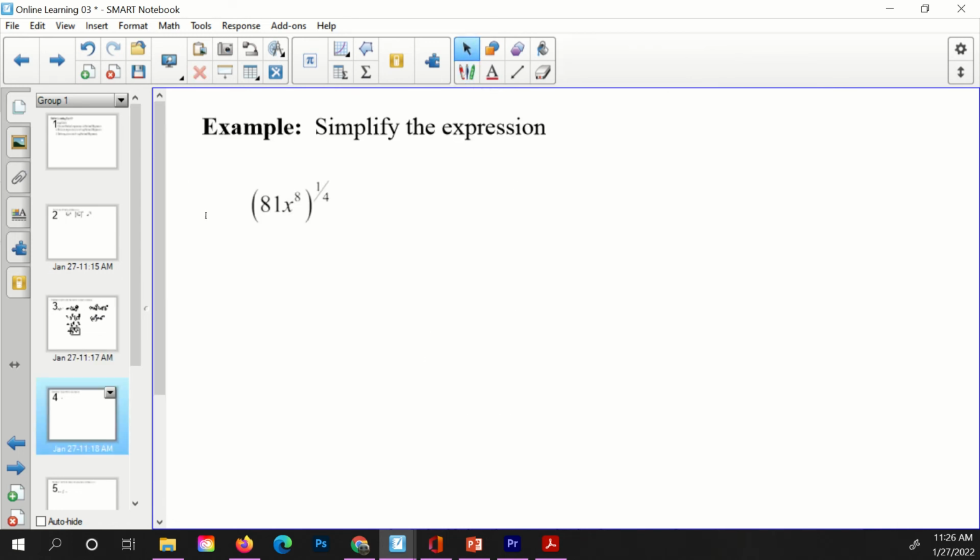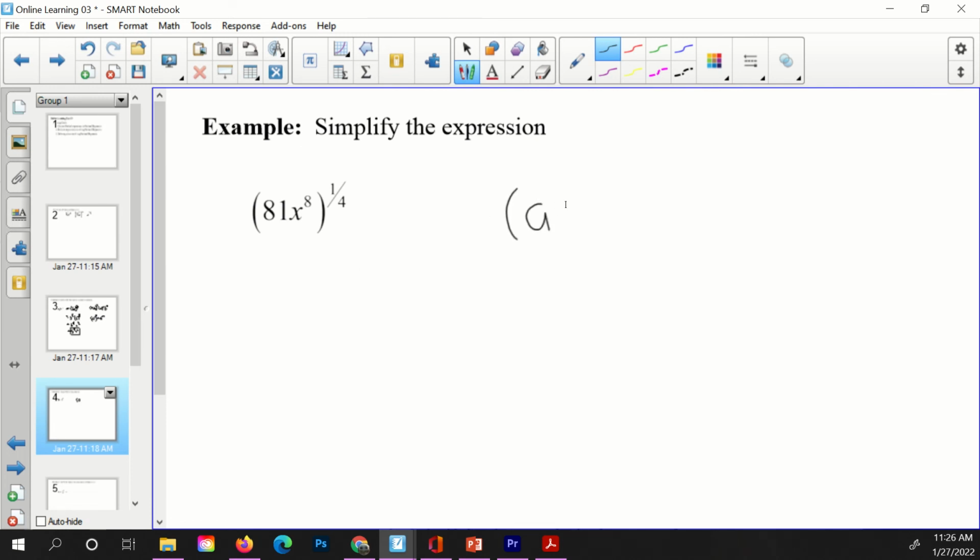Alright, our second example. Here I have this expression, 81x to the 8th to the 1/4, and again, the reason I made it this way is so that I can review. I want you to see this because this is the one that most students make errors on, is they go ab to the x, and remember that's a to the x, b to the x. So we're going to go 81 to the 1/4, x to the 8th to the 1/4.